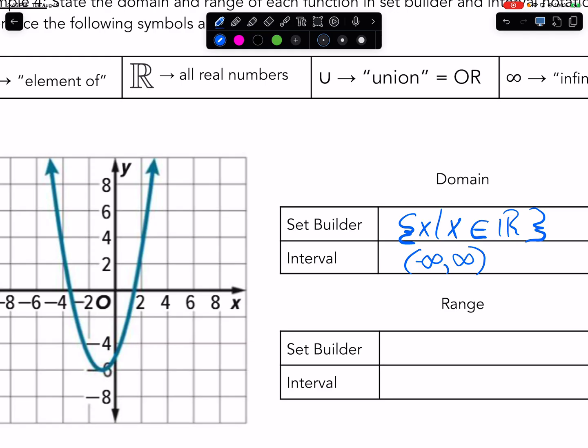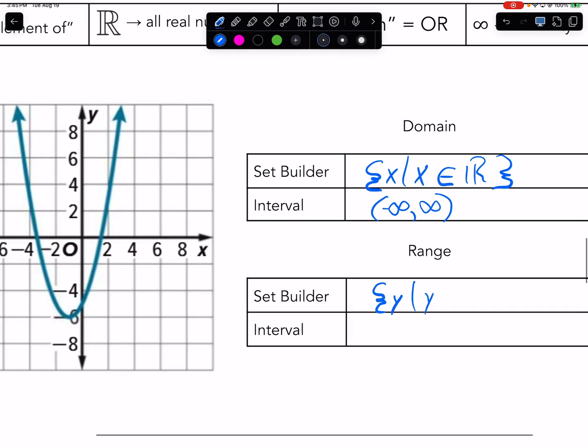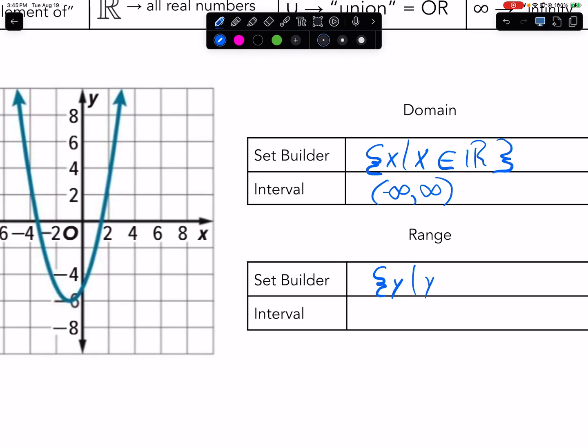Now the range. Set builder notation. So you have the little bracket thing, and it's y for range, right? So don't forget to write y. Y such that y is, where do the y values start? -6. Is it greater than or less than? Greater than, and is it equal to or not? Yes, it is equal to. So greater than or equal to -6. Then closing bracket.